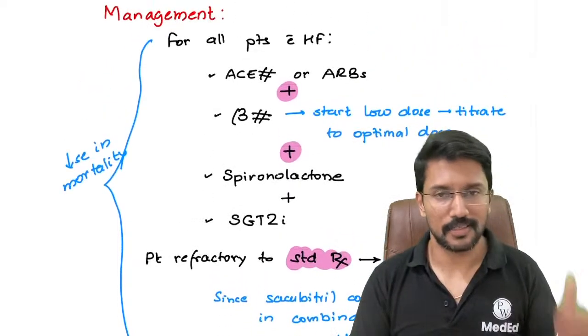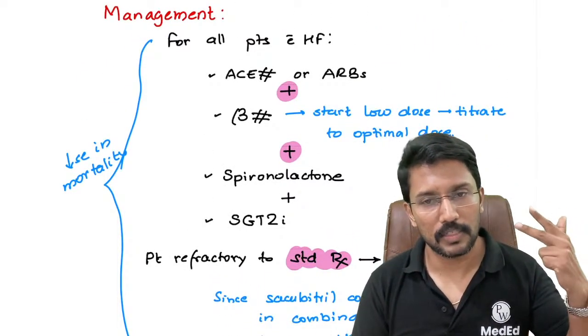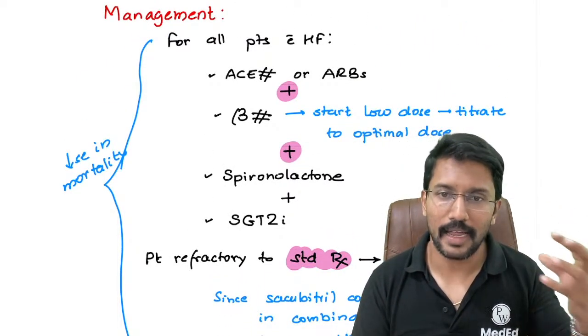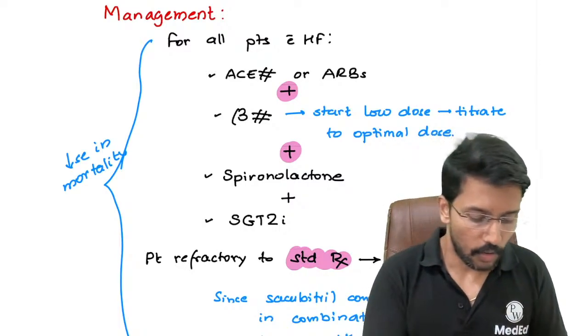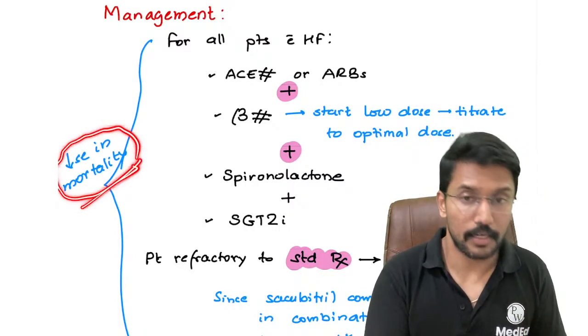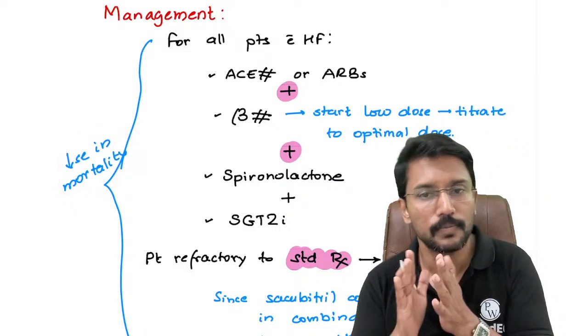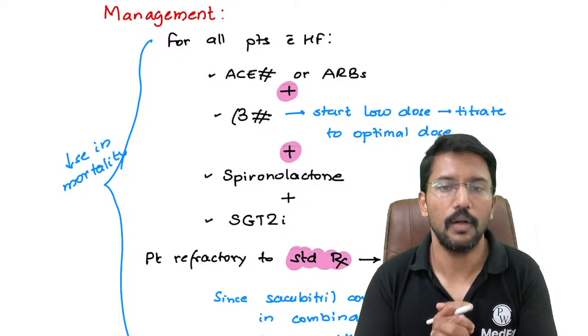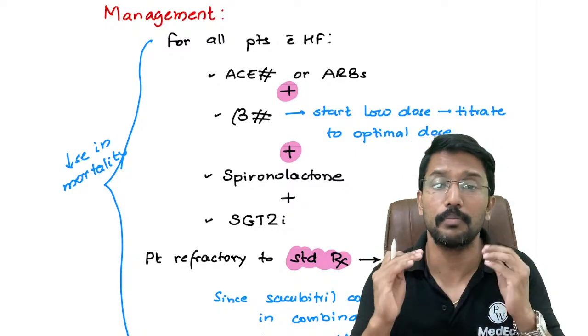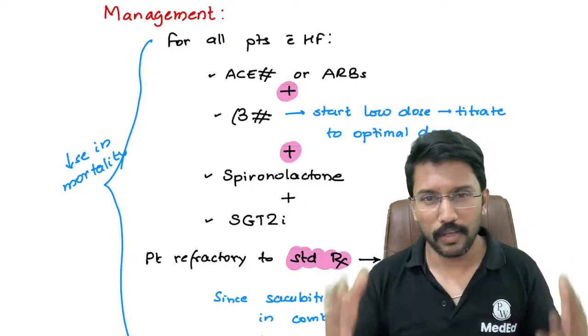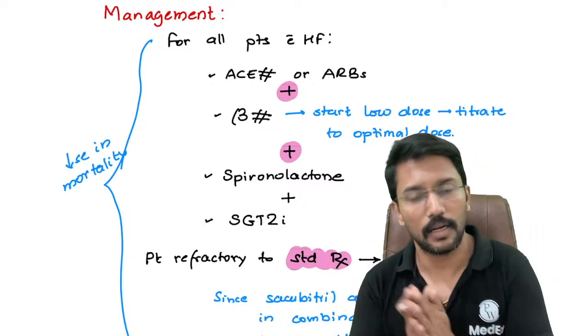Now all these drugs, ACE inhibitors, ARBs, beta blockers, spironolactone, SGLT2 inhibitors and sacubitril, studies after studies have shown that they reduce the mortality in patients with heart failure. Why do they reduce the mortality? Because they reduce the burden on the heart. All the mechanisms we discussed are unburdening the heart.